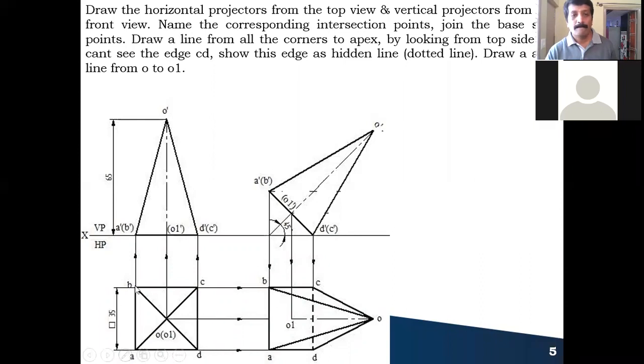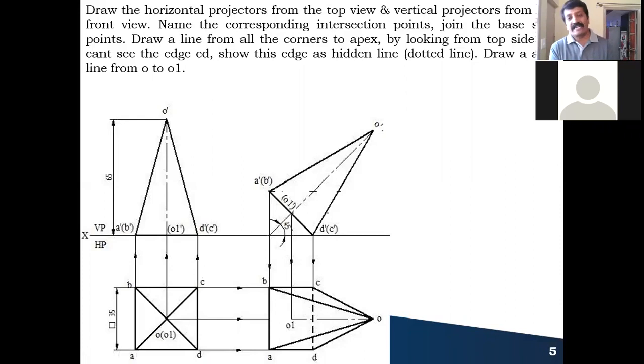This is A. B is here, B dash is here. This is B. C is here, C dash is here. This is C. D is here, D dash is here. This is D. O1 is here and O1 dash is here. This is O1. O is here, the apex point. O dash is here. This is O.